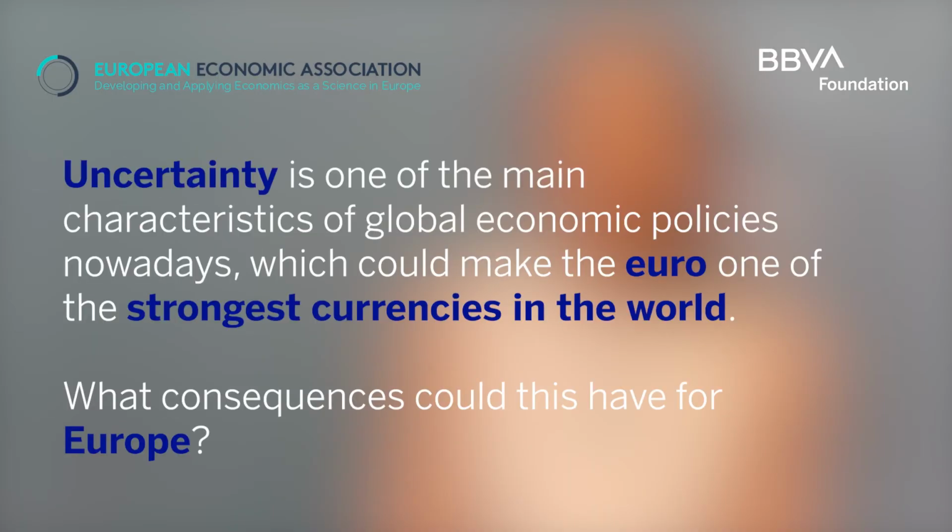Uncertainty is one of the main characteristics of global economic policies nowadays, which could make the euro one of the strongest currencies in the world. What consequences could this have for Europe? So there are two separate aspects here. One is uncertainty. Uncertainty in general depresses economic activity and pushes down on price pressures. So as a consequence of uncertainty, we might see weaker economies, all else equal.